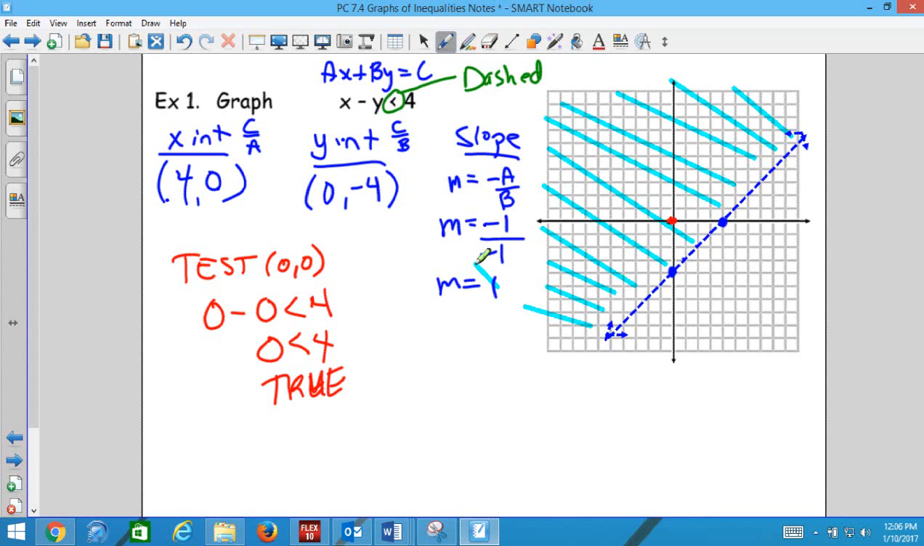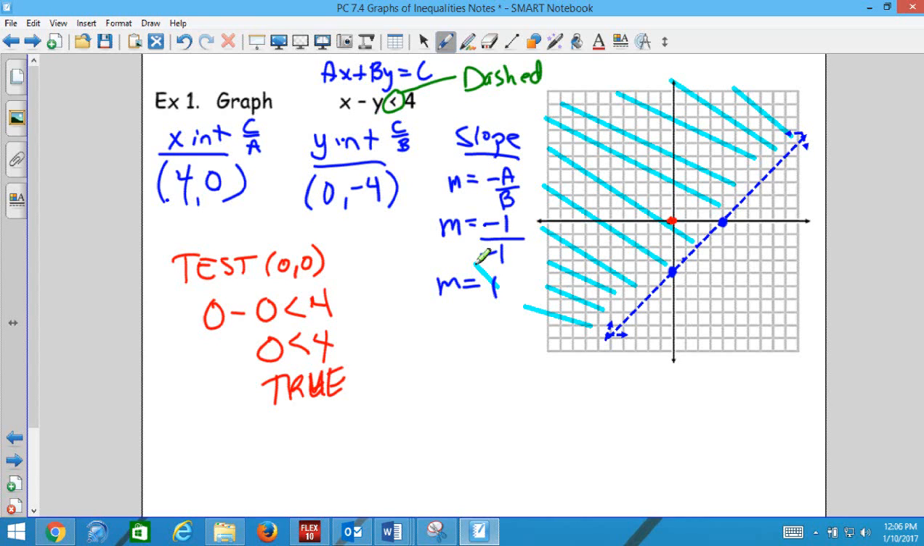Isn't there a rule that if you divide by a negative, the inequality switches? Yes. So if you were solving that for y equals, you would have to remember that rule. When you divide by negative 1, the inequality would switch. That's why I don't like to switch the forms.